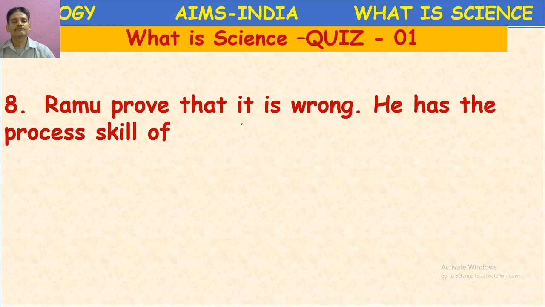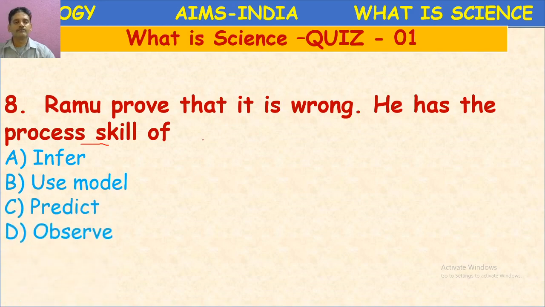Ramu proved that it is wrong. Okay, he has the process skill. Okay, if you are proving means what? You should possess a complete knowledge. Ramu proved that it is wrong. So which is that process skill? He has the process skill of infer, use model, predict, observe. So it is nothing but a conclusion. So what is the answer? Yes, infer. Answer is A.